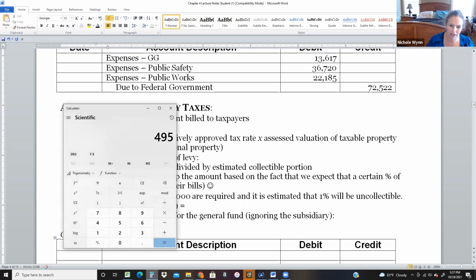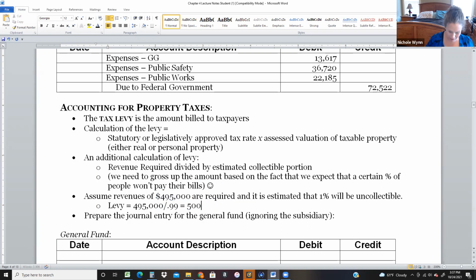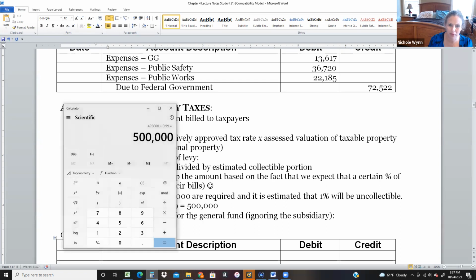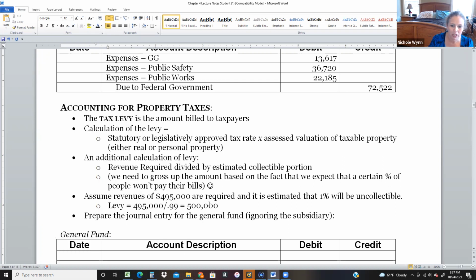So if you take 495,000 and divide by 0.99, and if the number was 2%, then you do 0.98. So we actually need to charge people 500,000. If we charge people 500,000, we just grossed up the number. Then 1% of that is not paid, because 1% of people, we don't know who they are, won't pay. Then 5,000 won't pay and we'll actually have the 495,000 we need. One of your homework problems will have you calculate that.